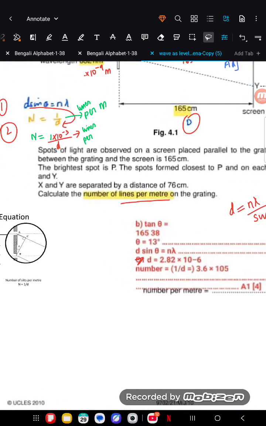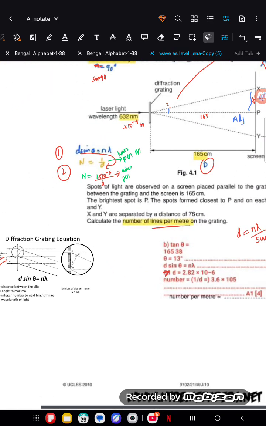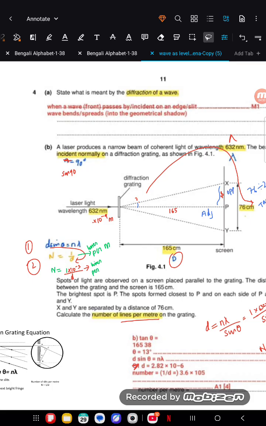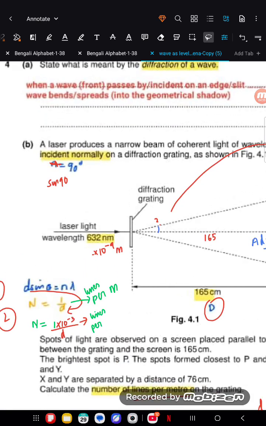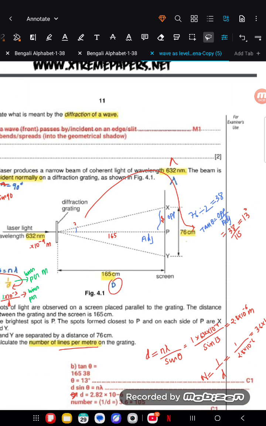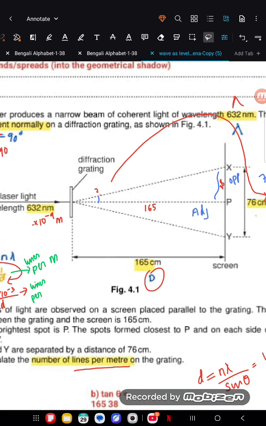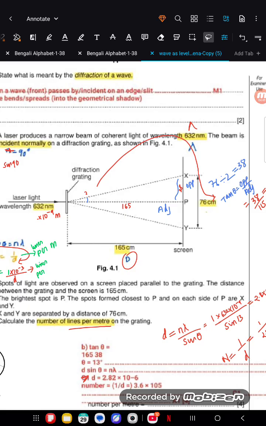So what are they saying, what are the things given? First you will write what is given. The wavelength is given, and incident normally means sine is 90 degrees, and this big D, the distance between the slit and the screen, is given. Now we have to find the angle. So how will we find the angle?